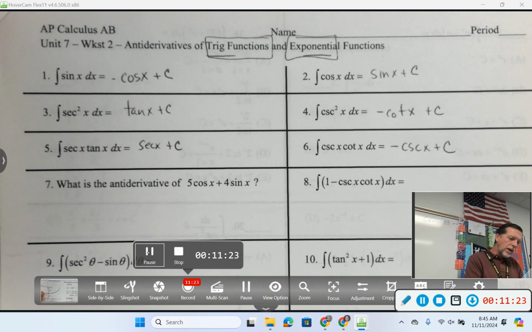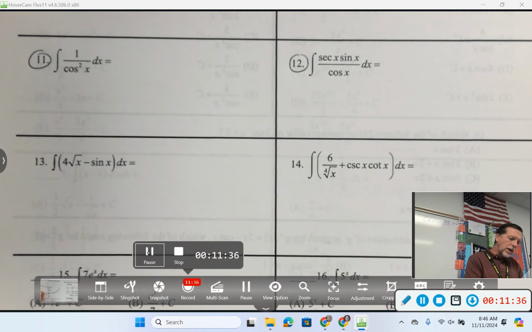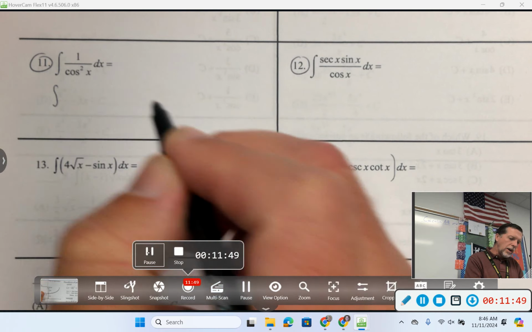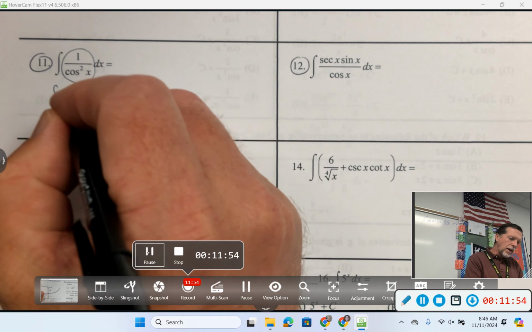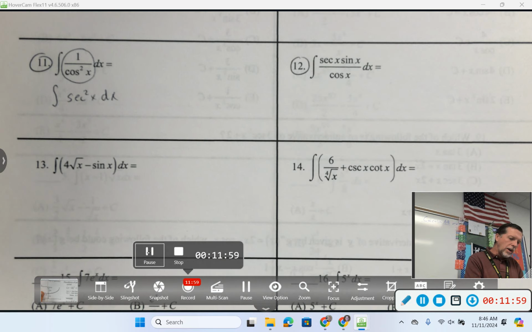Okay, so what else do we need to look at here? The rest of those are just combinations of things. 11 and 12 look like we need to use some trig on those. So why don't you skip down and try 11 and 12. And remember, there is no quotient rule, so I have to do something first other than quotient ruling that. So what's 1 over cosine? What's that the same thing as? Like, what's another way to write this? Secant squared. And then you'll do something similar with number 12. So try those two.